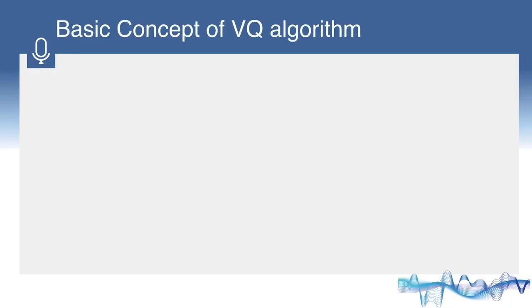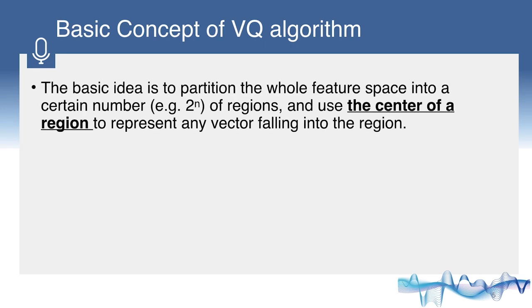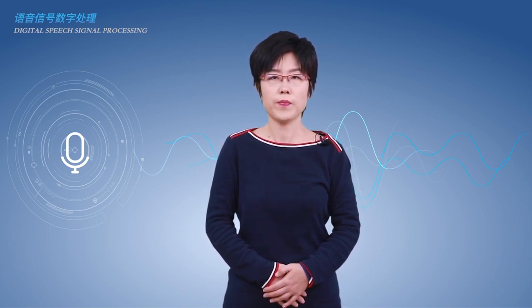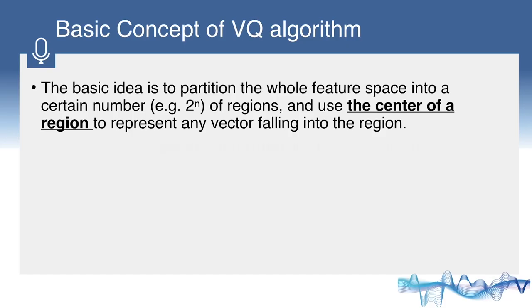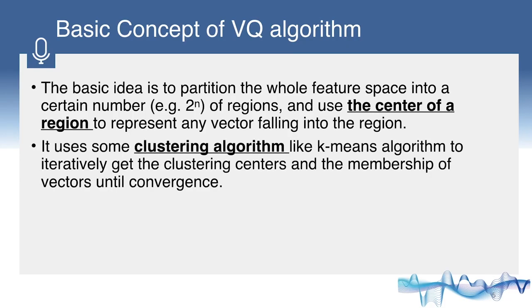The basic idea of the VQ algorithm is to partition the whole feature space into a certain number of regions and use the center of a region to represent any vector falling into the region. The calculation will become looking up a distance table if the table is pre-calculated before recognition. It will save some computing time. For doing that, it uses some clustering algorithm, like the k-means algorithm, to iteratively get the clustering centers and the membership of vectors until convergence.